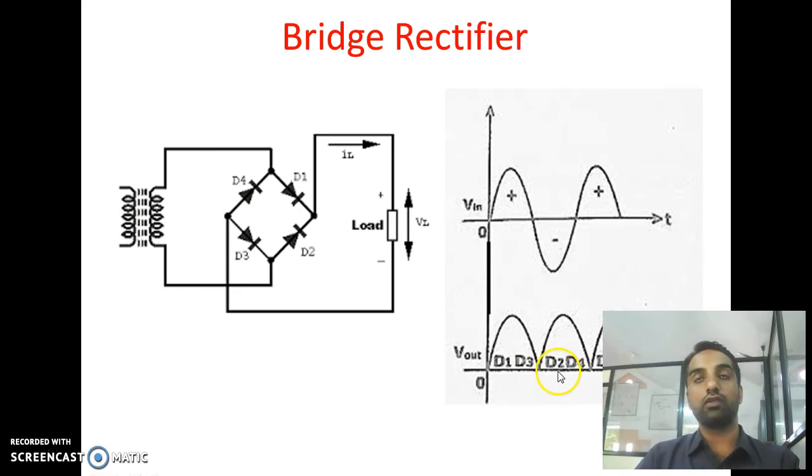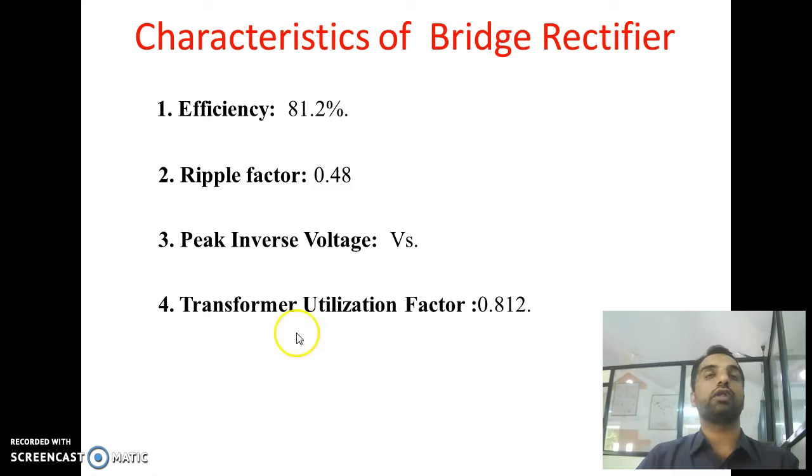This output is in the form of pulsating DC, but the AC component at the output is very low as compared to the half wave rectifier. Its efficiency is also 81.2%, which is similar to the center tapped full wave rectifier but greater than that of the half wave rectifier. Its ripple factor is also 0.48, same as the center tapped full wave rectifier and less than that of the half wave rectifier. Its peak inverse voltage is Vs, and the transformer utilization factor is 0.812. So these are the important characteristics.